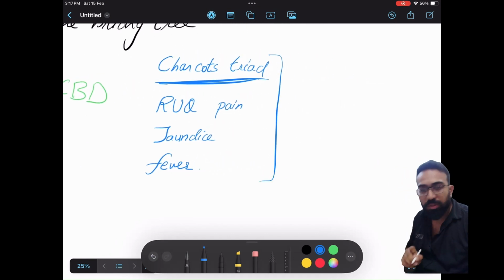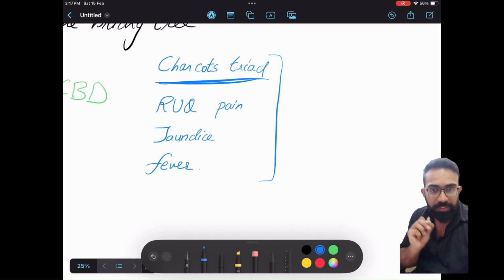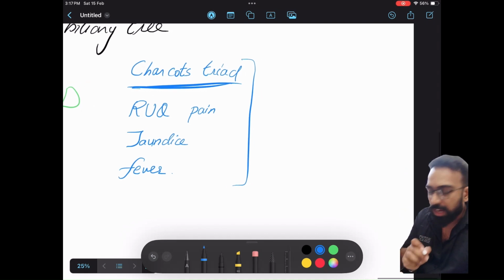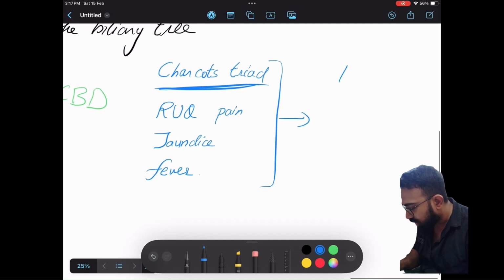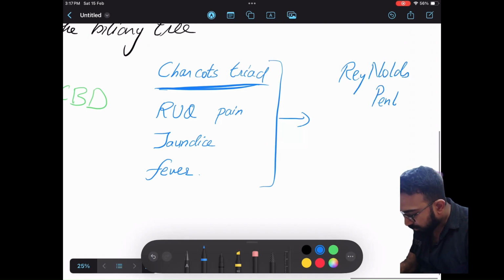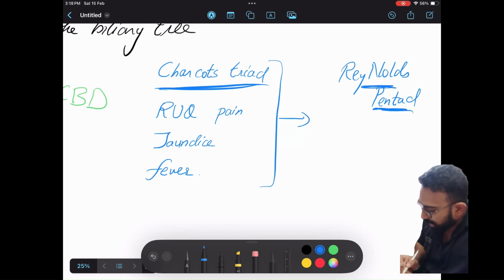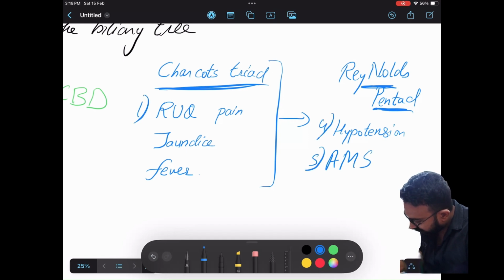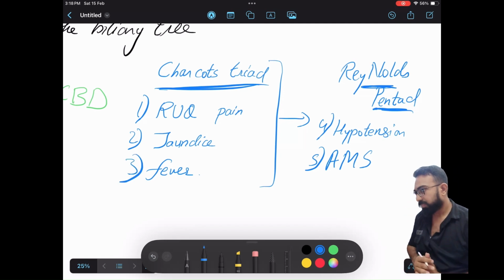This is how a patient of acute cholangitis is going to present to you. If at the time the condition goes unrecognized, it can lead to Reynolds pentad. What is Reynolds pentad? Just add to the Charcot's triad hypotension and altered mental status. Add these to the Charcot's triad, you will get the Reynolds pentad.